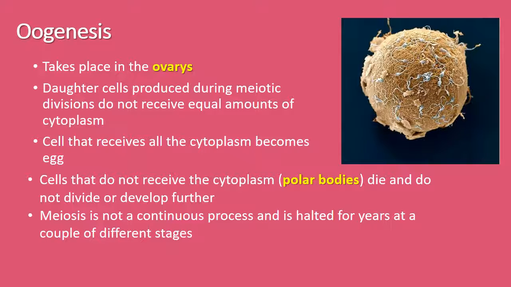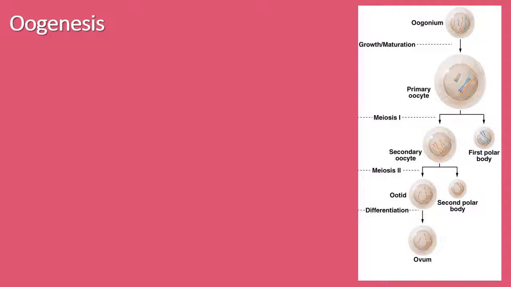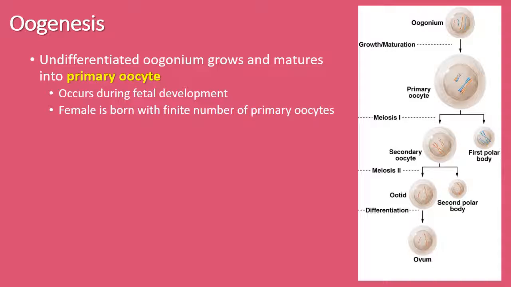And meiosis is not a continuous process in females. Like I said, it goes in fits and starts. So just to go through this process, you have that undifferentiated oogonium, which grows and matures into a primary oocyte. These primary oocytes are present at birth. So this occurs during fetal development, and a female is born with a finite number of primary oocytes.